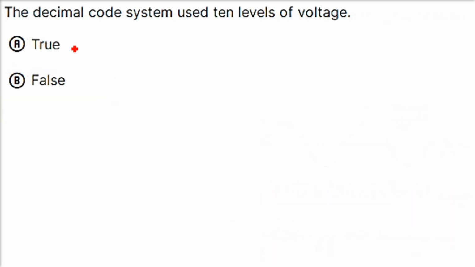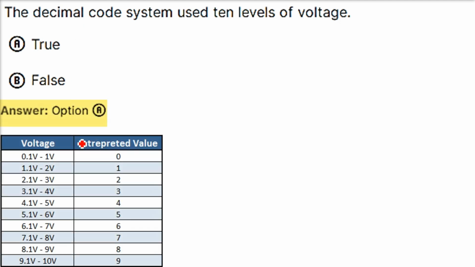The decimal code system uses 10 levels of voltage. The answer is true. I can show you a table where you see different voltages, and they can be interpreted as different values. As I said, digital signals are nothing but discrete signals. For example, for the whole range of 0.1 to 1, you can think that the value is 0. So the answer is true here.